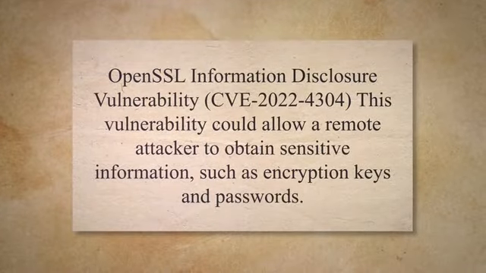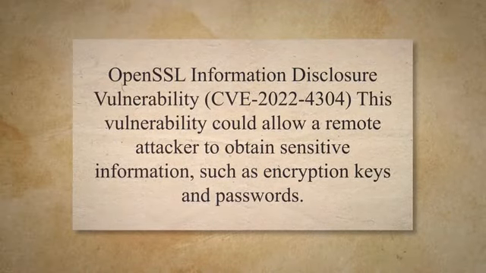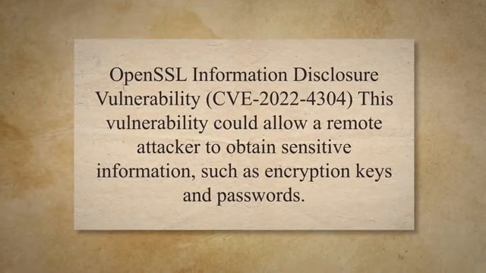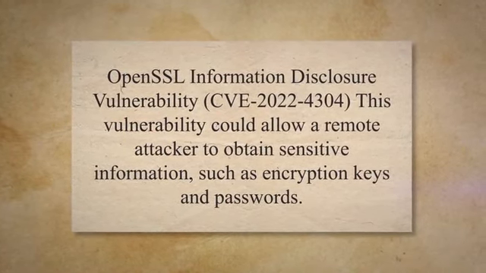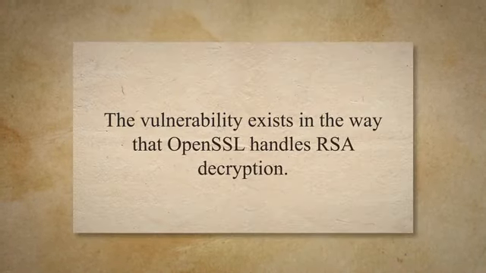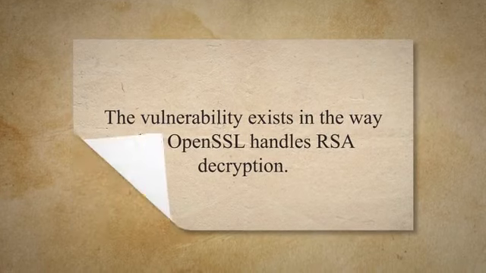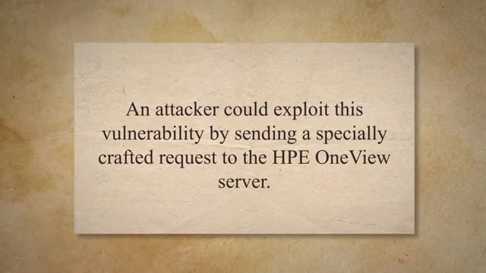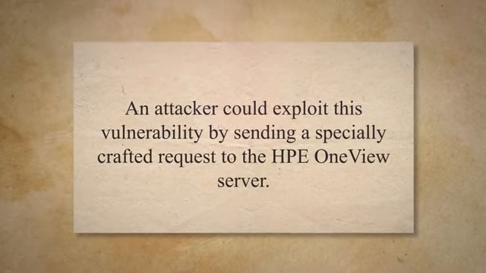OpenSSL Information Disclosure Vulnerability, CVE-2022-4304. This vulnerability could allow a remote attacker to obtain sensitive information, such as encryption keys and passwords. The vulnerability exists in the way that OpenSSL handles RSA decryption. An attacker could exploit this vulnerability by sending a specially crafted request to the HPE OneView server.